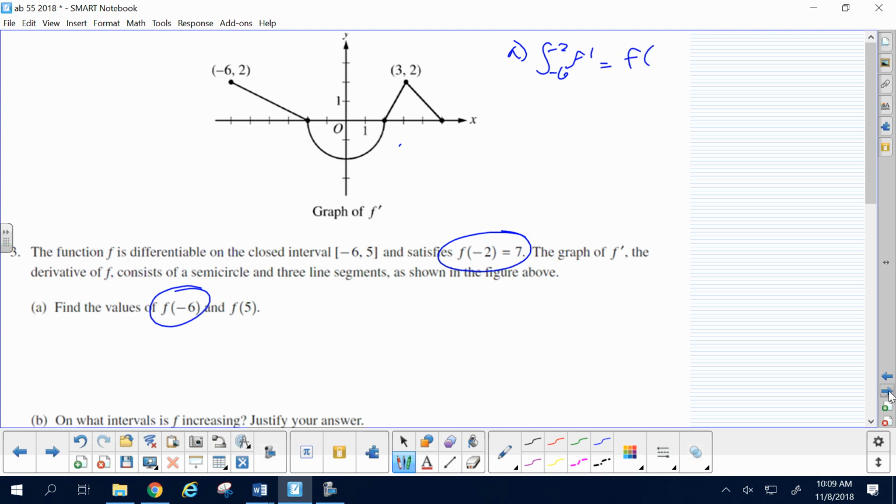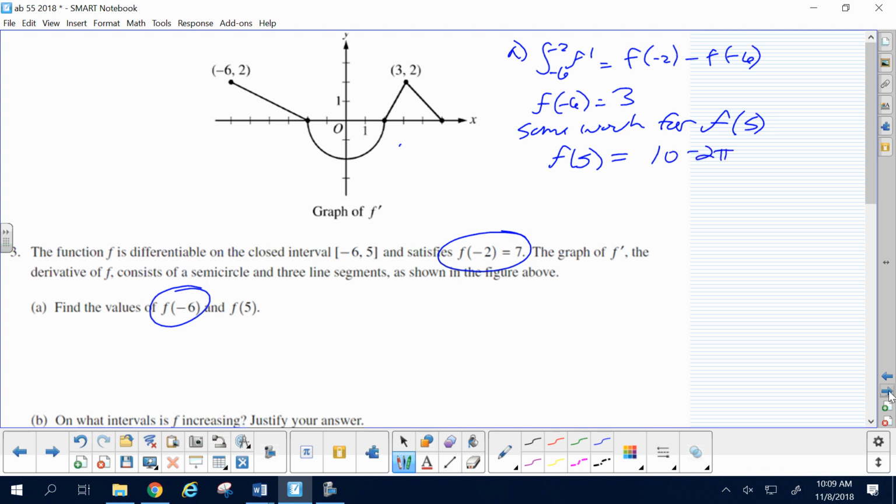That's the antiderivative f at the upper minus the lower. So hopefully you found f of negative 6 by rearranging that. And I got 3. Okay? Do the same kind of work for f at the other one, 5. F at 5 is 10 minus 2 pi. Do you agree?